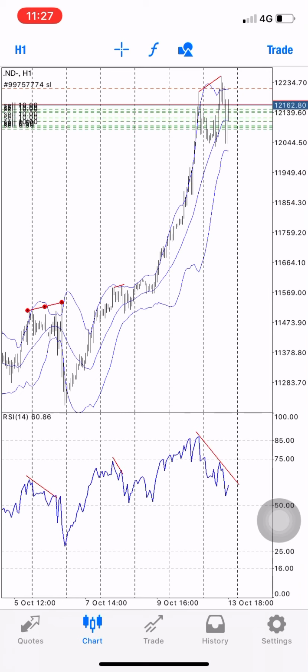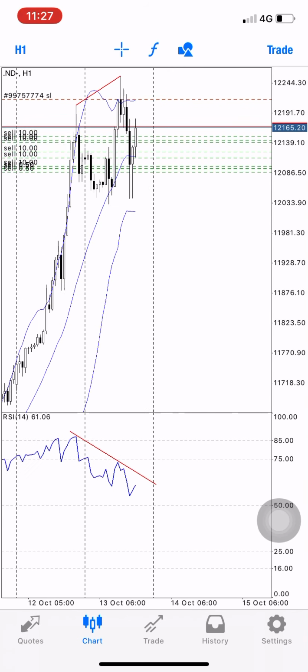So just learn to read all these: RSI, EMA 50, extreme and Bollinger bands. This should be able to actually help you to become a profitable trader.